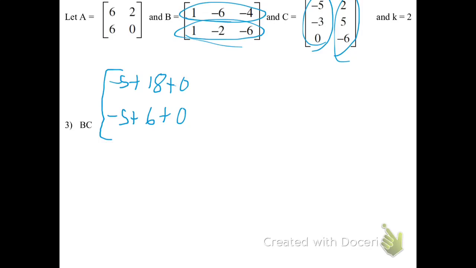So first row times second column. You got to do 1 times 2, which is 2. Add -6 times 5, which is -30. And add -4 times -6, which is -24.